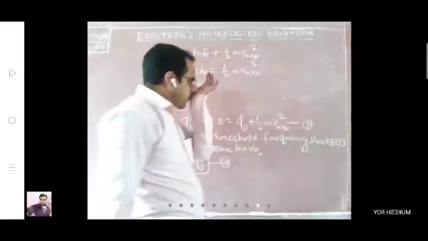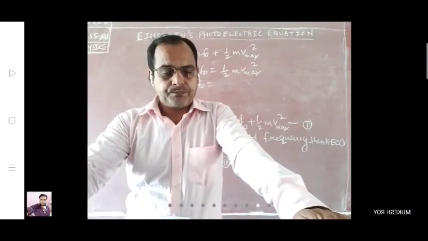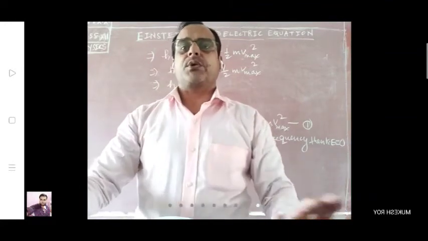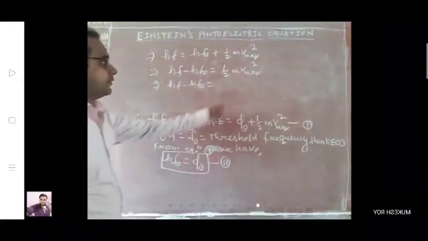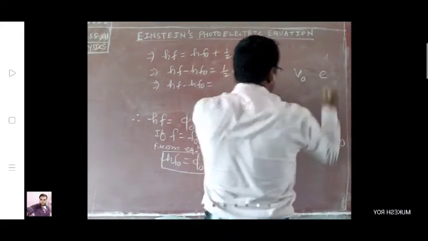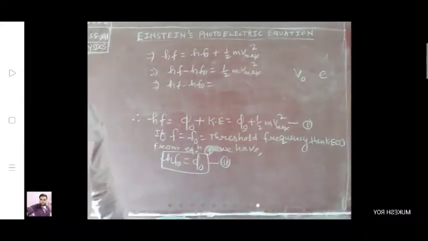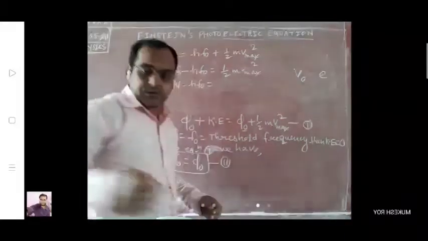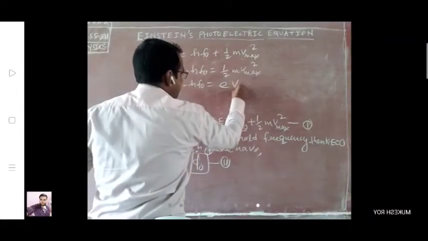Now, what is the value of the maximum kinetic energy of the photoelectrons in terms of stopping potential and electronic charge? Anybody? What we have obtained earlier? Yes, right, very good. So it is nothing but E V naught. So this one is E times V naught.